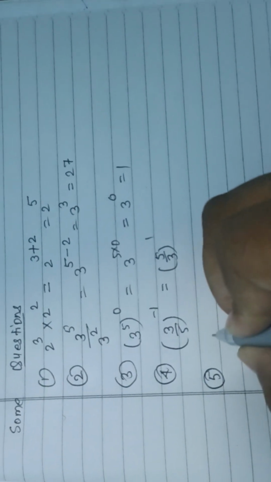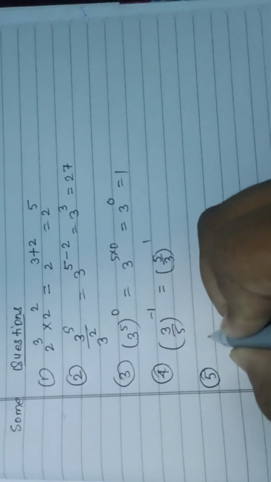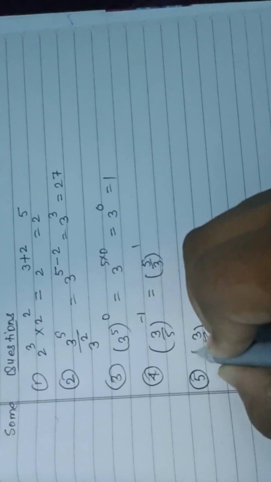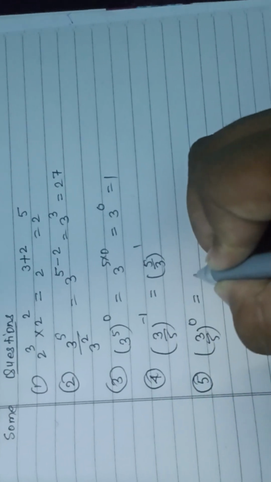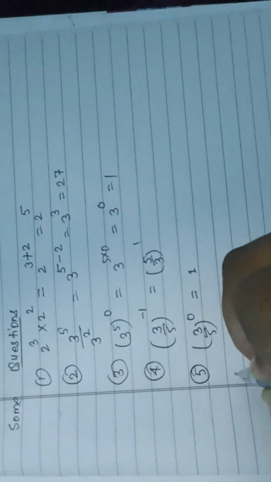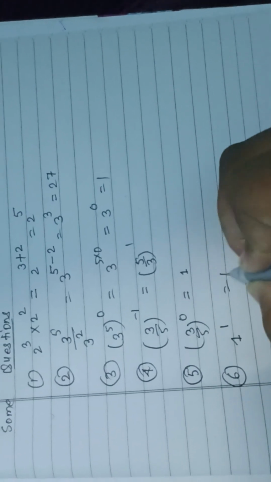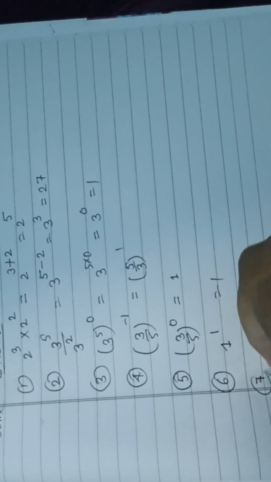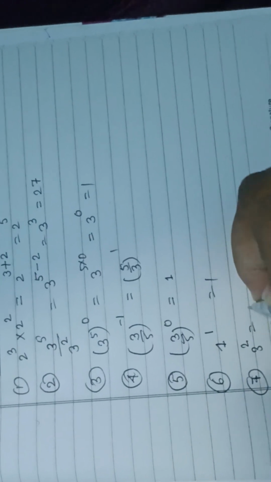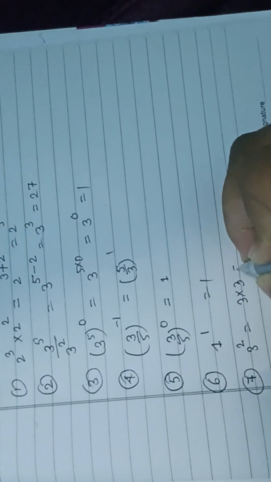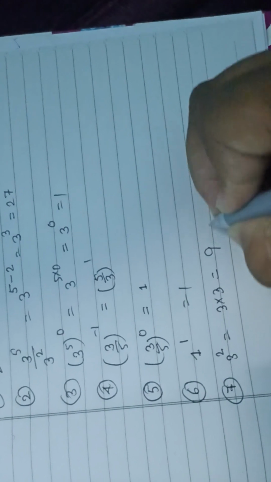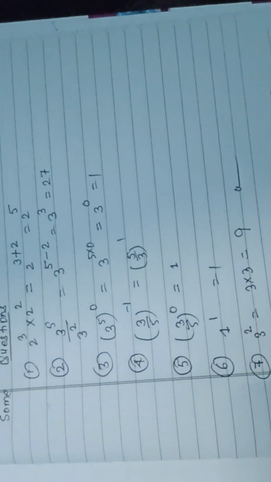ऐसे बहुत सारे क्वेश्चंस हैं. सपोज 3/5 का whole power अगर 0 है तो इसका वैल्यू 1 हो जाएगा. उसके बाद सपोज 1 to the power 1 है, इसका वैल्यू भी 1 होगा. और अगर 3 to the power 2 है तो इसको 3 को 2 टाइम्स मल्टीप्लाई करेंगे, 3 3 जा 9. तो इस तरह से एक्सपोनेंशियल इन पावर्स के क्वेश्चन को सॉल्व किया जाता है.